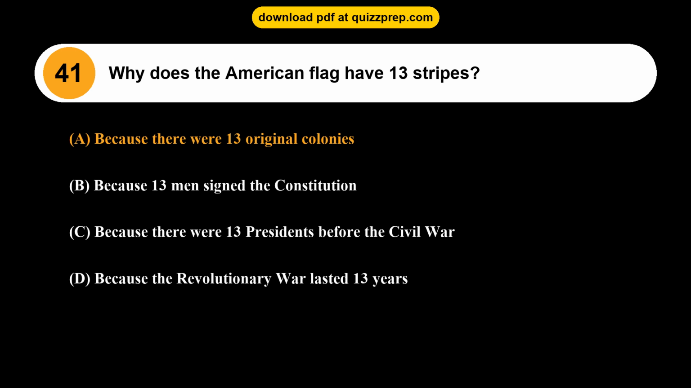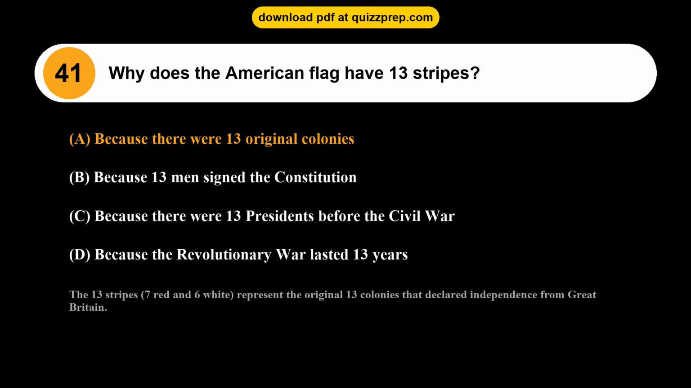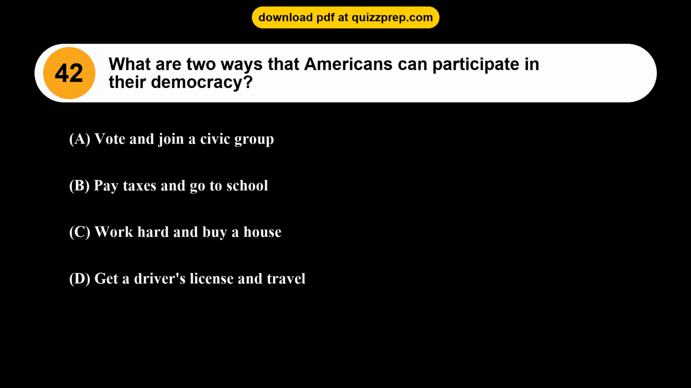The correct answer is option A. Because there were 13 original colonies. The 13 stripes, 7 red and 6 white, represent the original 13 colonies that declared independence from Great Britain. Question 42. What are 2 ways that Americans can participate in their democracy?